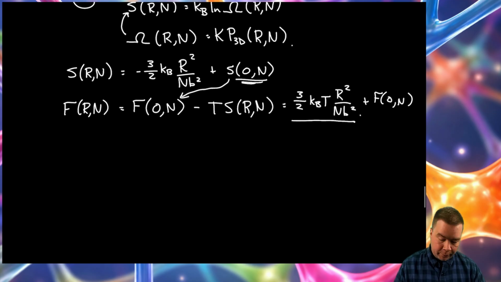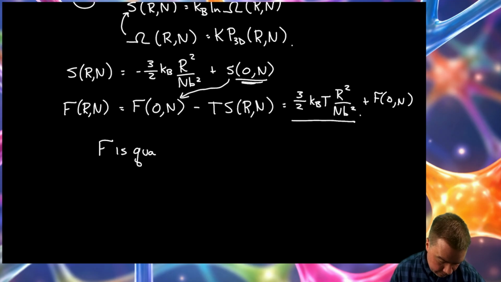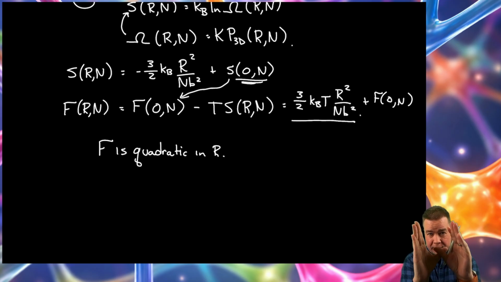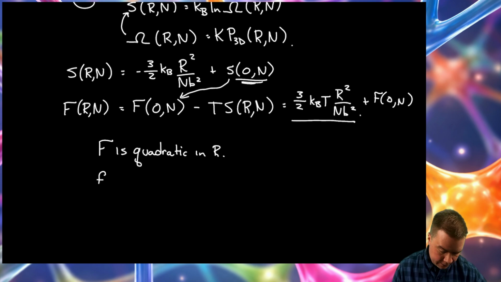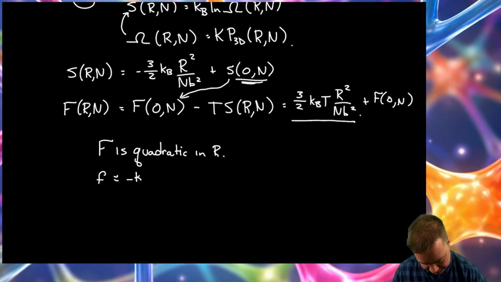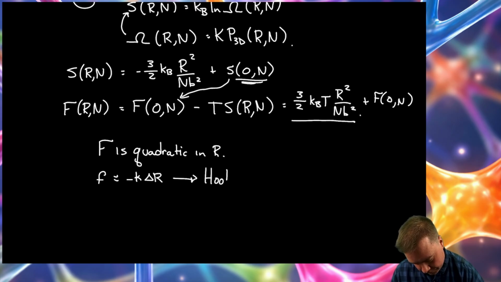One thing to notice before we even start is that the free energy is quadratic in R. And so it's got this shape, it's almost like a harmonic potential. And so there's a certain size of the chain that's preferred thermodynamically. And as a result, the force that the chain exerts looks something like minus K, let's say delta R, if you want. In other words, what we get is Hooke's law.